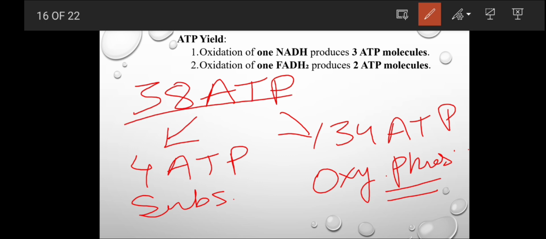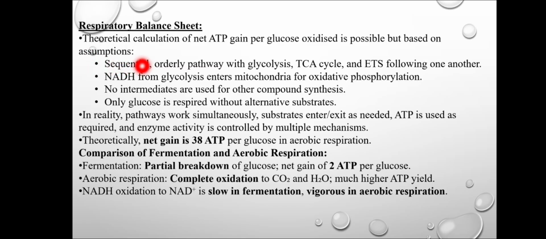Question is asked: from one molecule of glucose, how many ATP will be produced which is substrate level? So 4 ATP is produced at substrate level, and from oxidative phosphorylation 34 ATP. The respiratory balance sheet assumes that this is a sequential and orderly pathway in which glycolysis will be followed by the TCA cycle, which will be followed by ETS. That means the product of glycolysis enters into the TCA cycle and the product of the TCA cycle enters into ETS. This is the basic assumption.